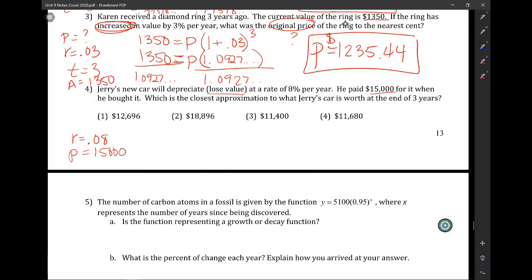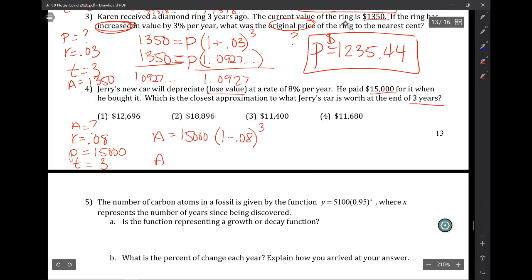Which of the following is the closest approximation to Jerry's car's worth after 3 years? There's T. I don't know A. So that's my question, is how much is it worth now? So A equals the initial cost times 1 minus the rate to the T. And all you do is plug and chug in your calculator. So if I type that all in my calculator all in one fell swoop, I end up getting 11,680.32. So I'm going to say the approximate cost is option 4.